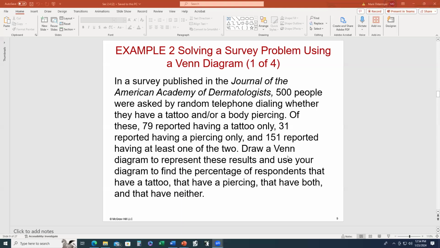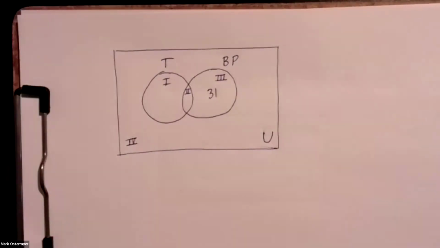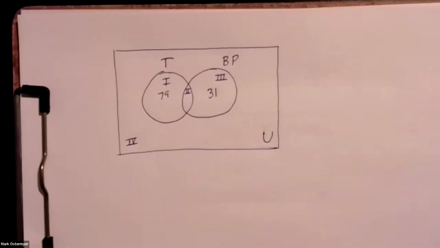Now let's go back further. It says 79 reported having only a tattoo. So 79 would go in what region? Only a tattoo, and one. Region one. Making sense so far? We're beginning to chip away at this, right?